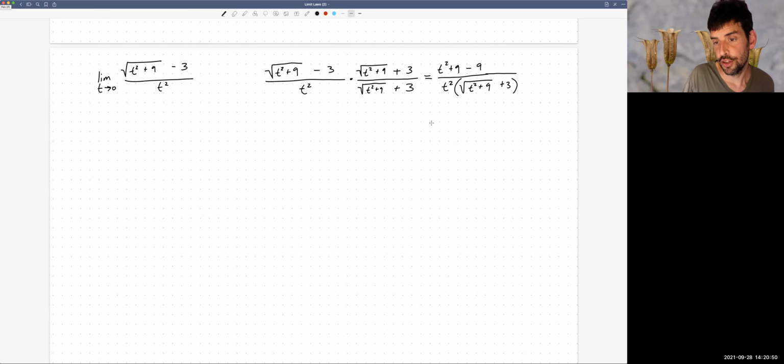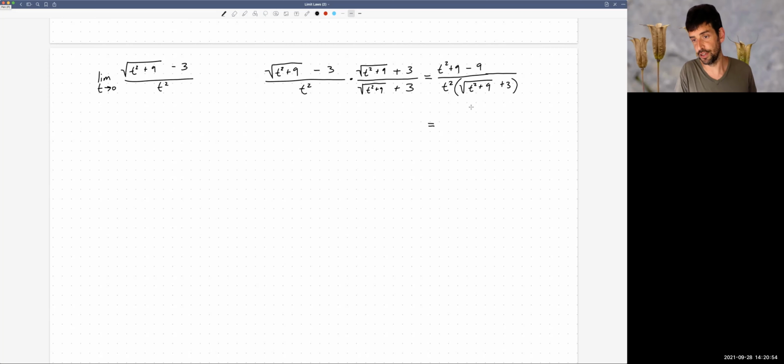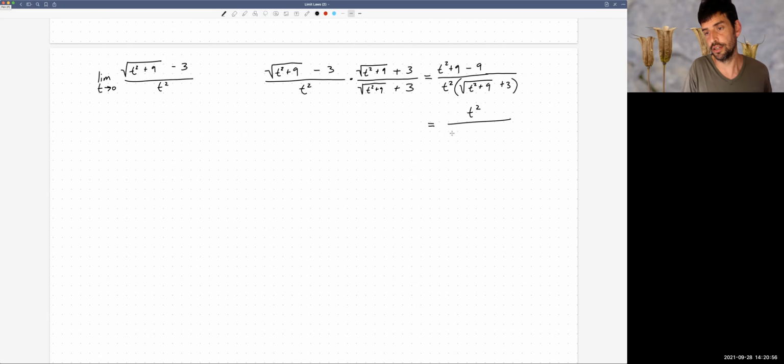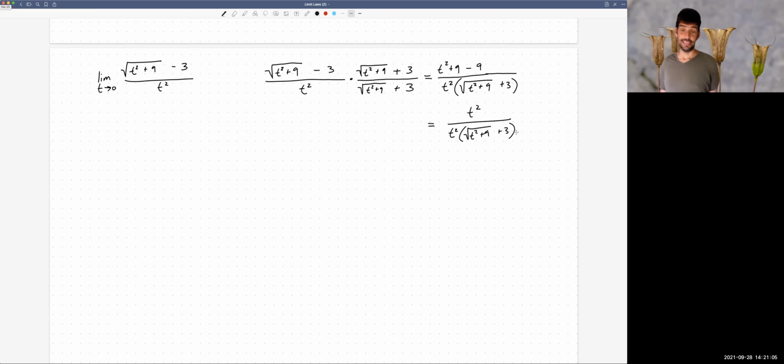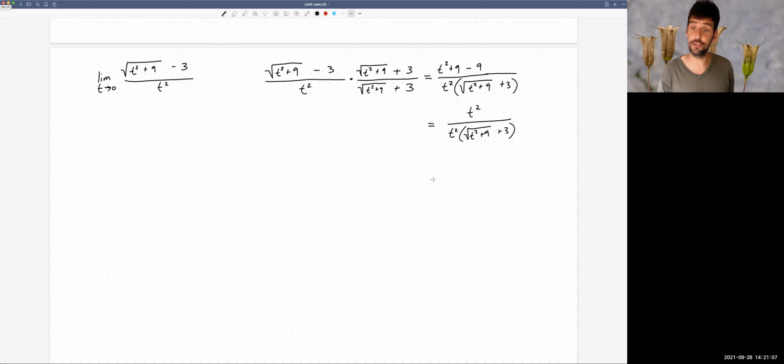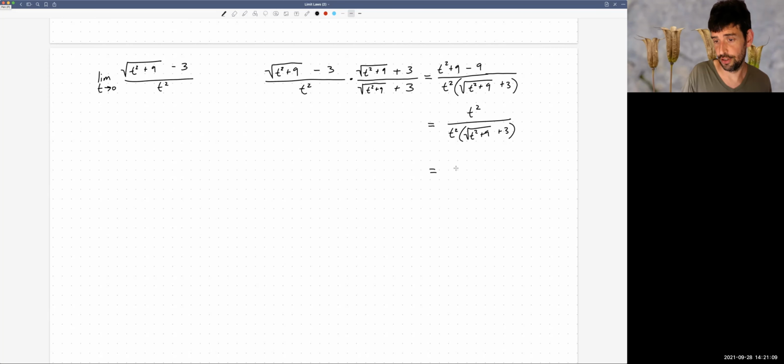So now notice what happens in the numerator. Those 9s cancel and I'm left with t squared over t squared times this radical conjugate. Now I've got t squared over t squared. I'm going to cancel those.